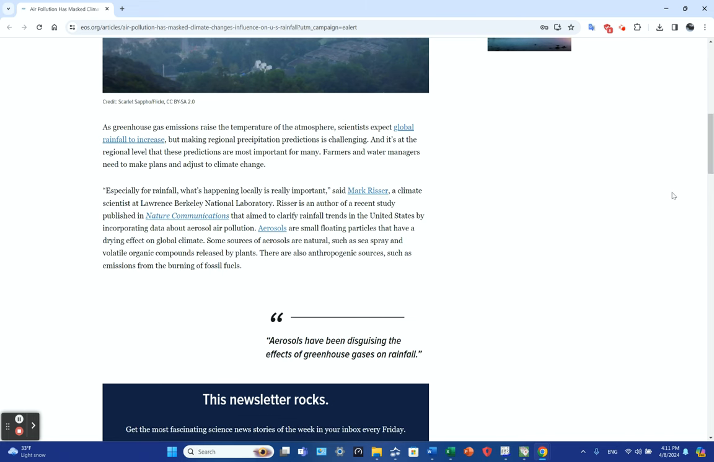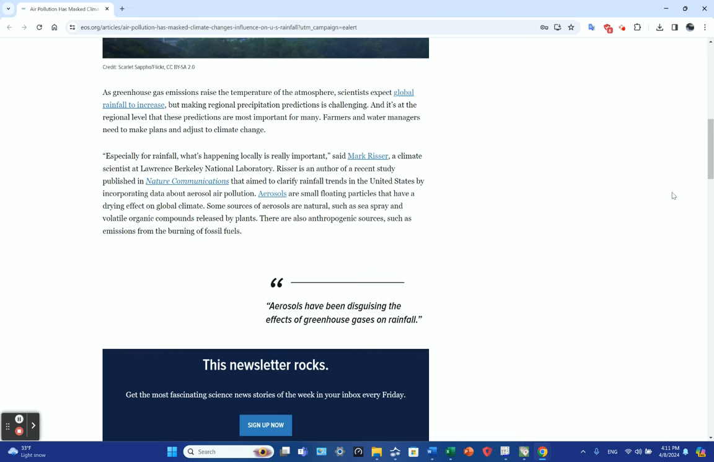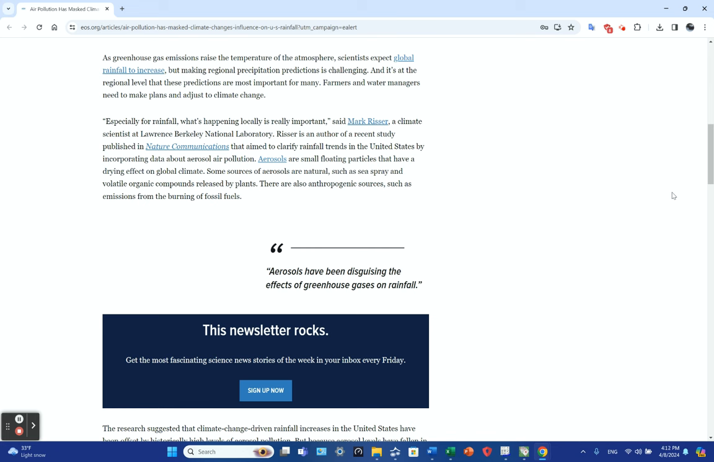So, trying to figure out what the precipitation is going to be is a challenge, especially for farmers and water managers who need this information so they can act accordingly. Especially for rainfall, what's happening locally is really important, said Mark Risser, a climate scientist at Lawrence Berkeley National Laboratory. He is an author of a recent study published in Nature Communications that aimed to clarify rainfall trends in the United States by incorporating data about aerosol air pollution.